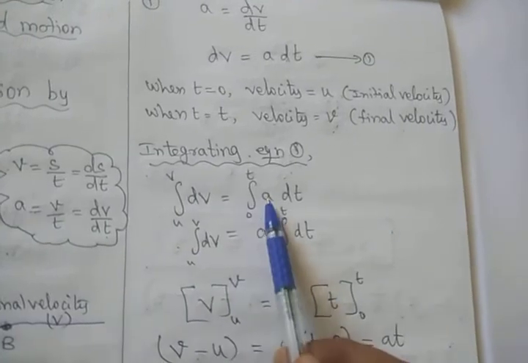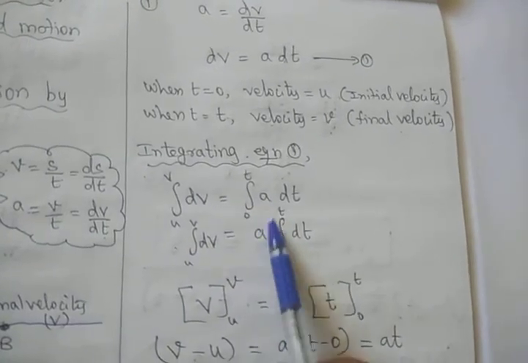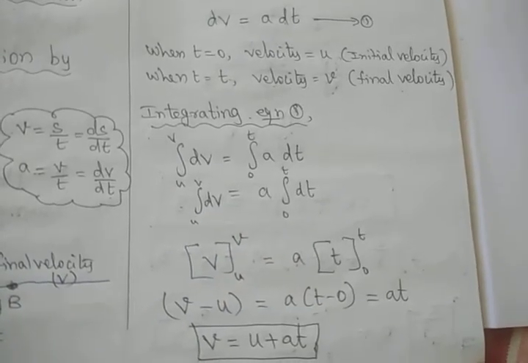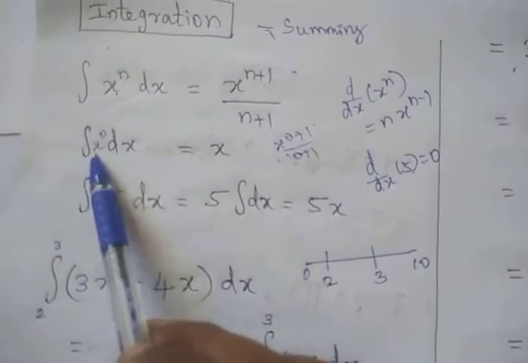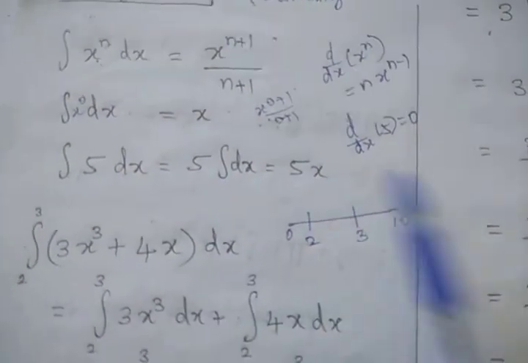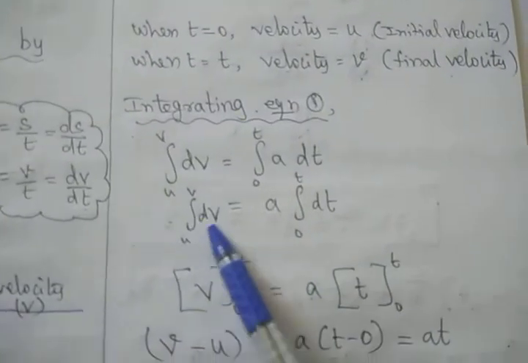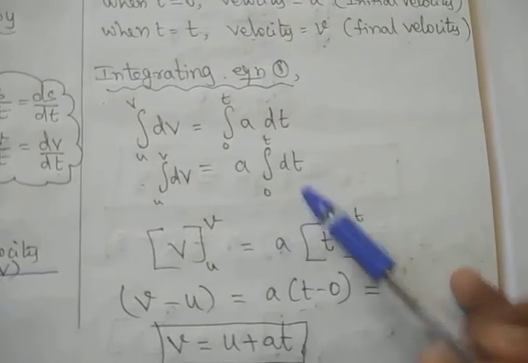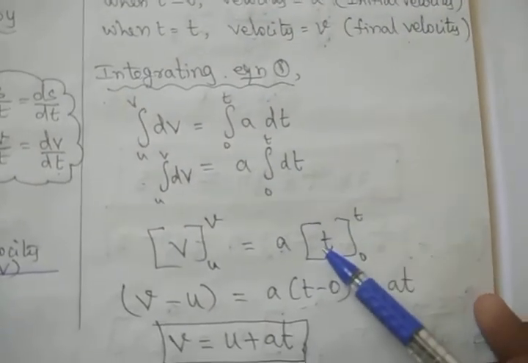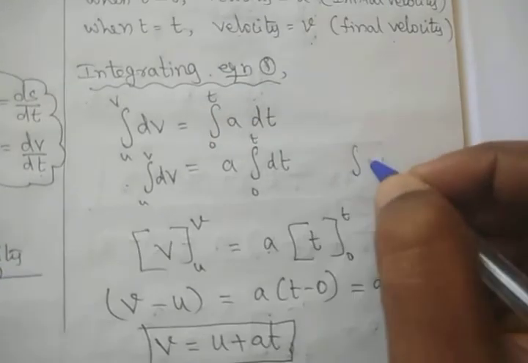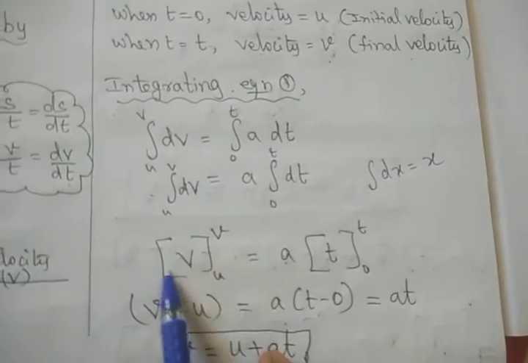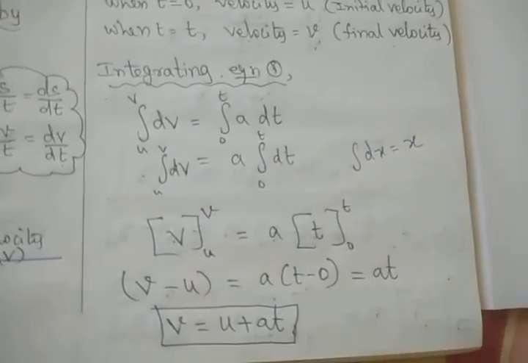Acceleration is a constant, so take it outside. What is the integration of dv? Sir, how can we integrate dv? Very simple. We have already studied that the integration of dx is x alone. Similarly, the integration of dv means v, and the integration of dt means t. Then you have to put the upper limit and lower limit.